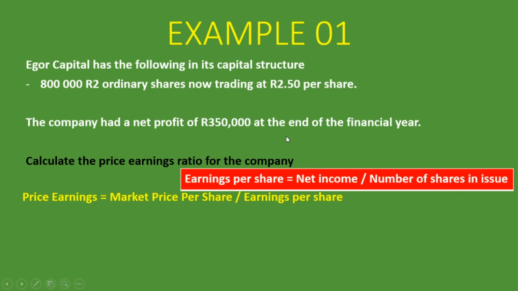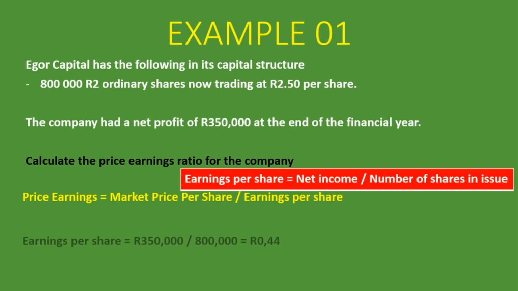You can see in our example here, nothing is mentioned about preference shareholders or preference dividends. So we're not told anything about that. So we'll just use the net profit. And that's what you should do. If you're not told anything about preference dividends or preference shareholders, you use your net profit.